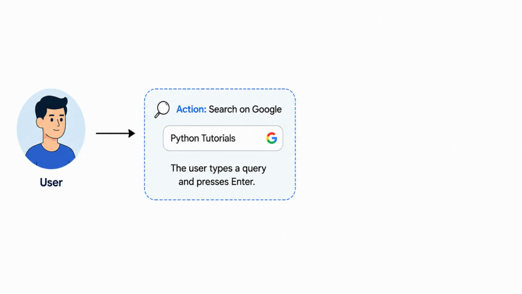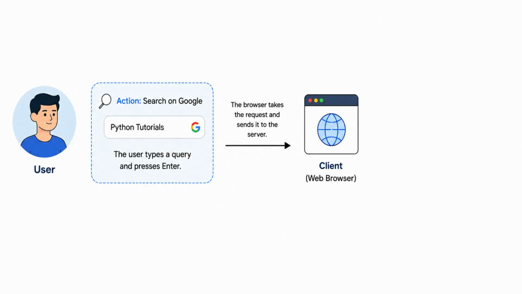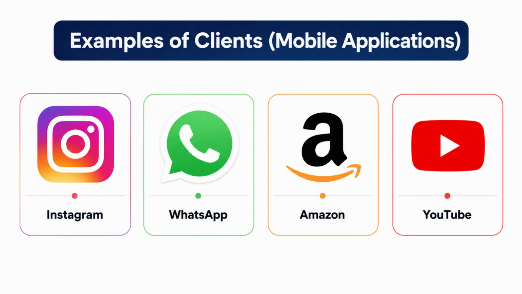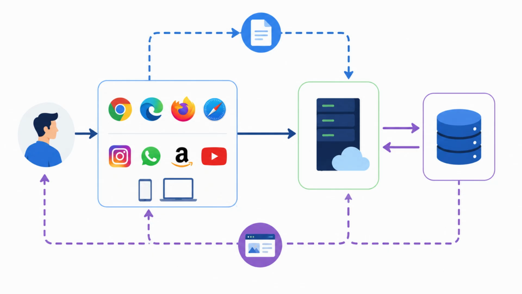The request is first received by the client. A client is the application we use to communicate with the server. Okay, remember this. A client is an application we use to communicate with the server. Some common examples of clients are Google Chrome, Microsoft Edge, Firefox, Safari, and we have mobile applications like Instagram, WhatsApp, and shopping applications like Amazon or Flipkart, and as you know, YouTube as well.